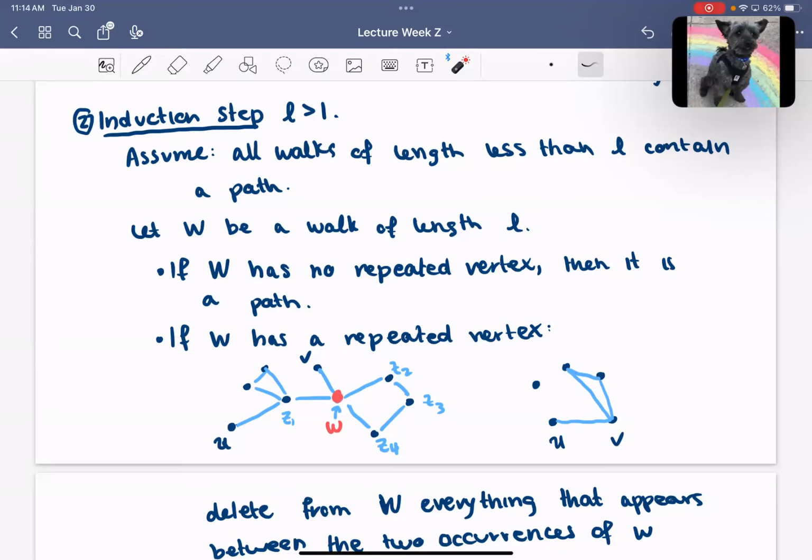So you're saying structure the argument as follows: start with your walk. If you ever have a repeated vertex, delete the stuff that's in between those two. And then just do that again as needed. I think that does work.